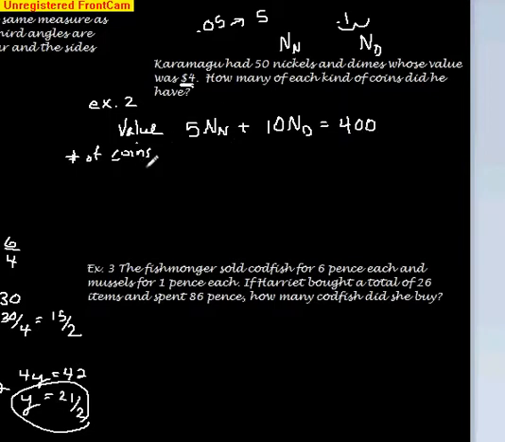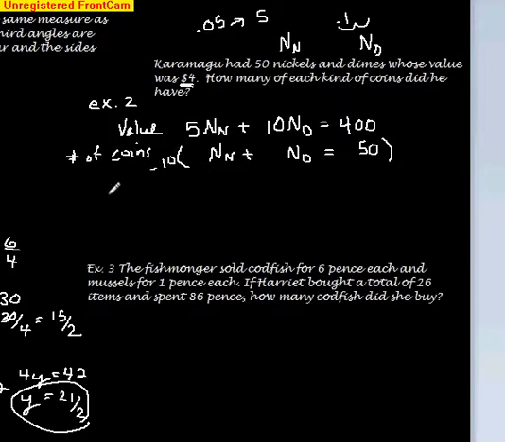The second equation is just the number of coins. We have 50 nickels and dimes. So the number of nickels, no value attached, just a plain old coin, plus the number of dimes is going to equal 50. So this is one of those where you can either do substitution or you could do elimination. Let's just do elimination. Let's multiply the top and bottom, or the bottom only, by negative 10.